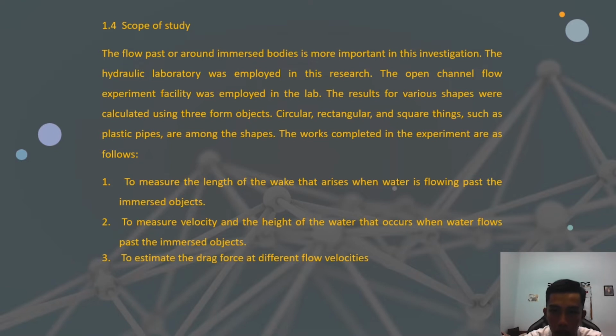The results for various shapes were calculated using three form objects. Circular, rectangular, and square things such as plastic pipes are among the shapes.